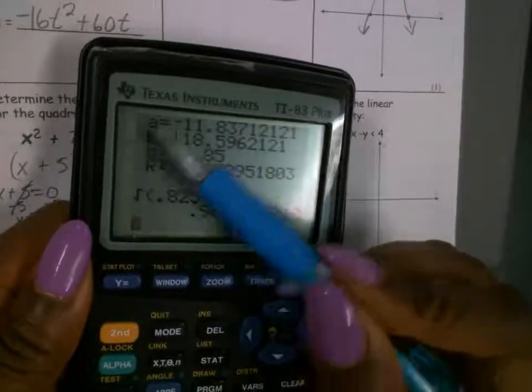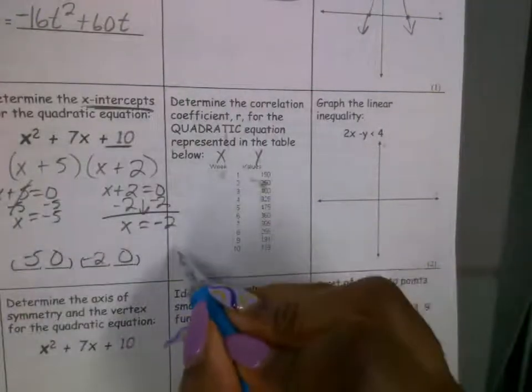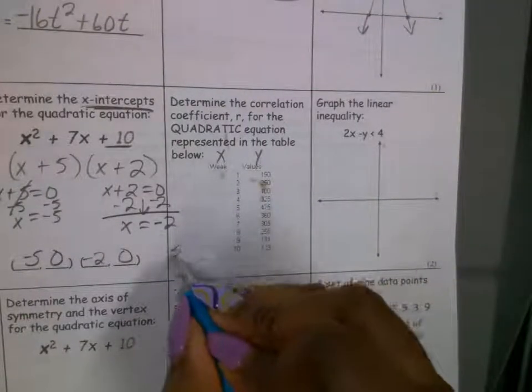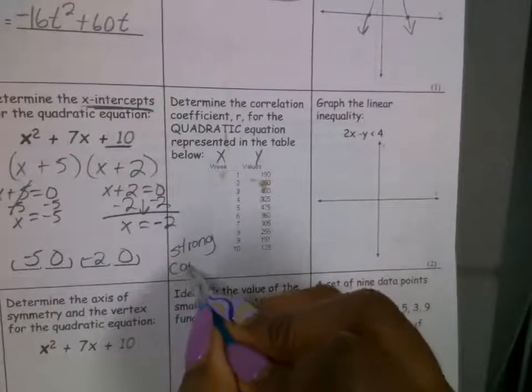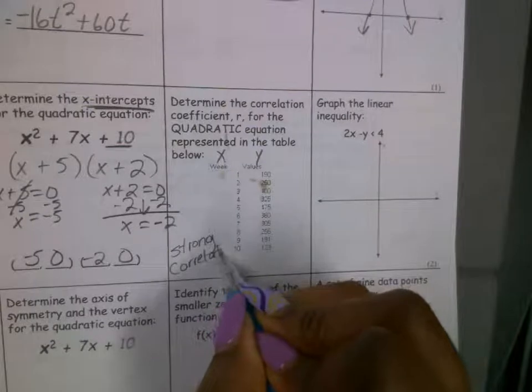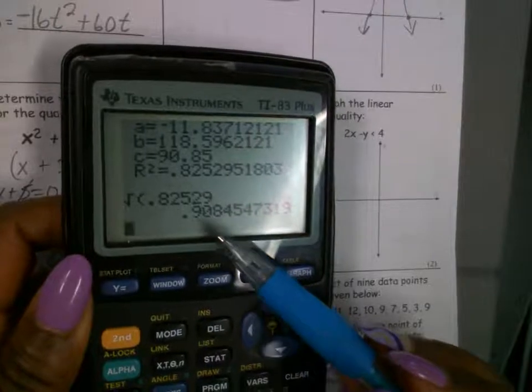A is negative, so the parabola opens downward, but this is a strong correlation. It's not like linear, but R is strong. It's strong because it's 0.9. Oh, because it's close to 1. It's close to 1.